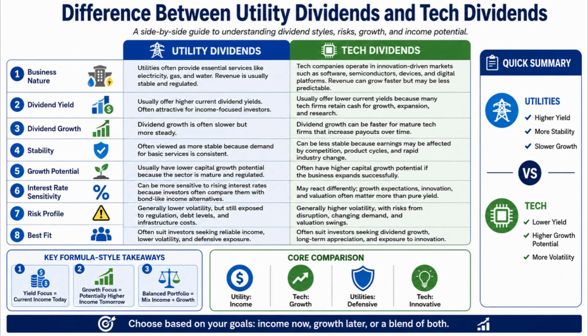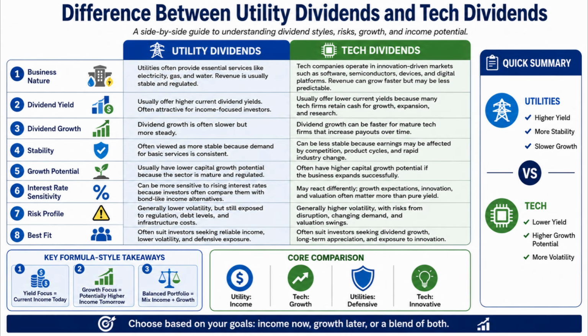For example, an income-focused retiree may allocate more of the portfolio to utilities and other defensive dividend sectors. Meanwhile, a younger investor may allocate more to technology dividend growth stocks. An investor seeking balance may combine both based on risk tolerance, income needs, and time horizon.